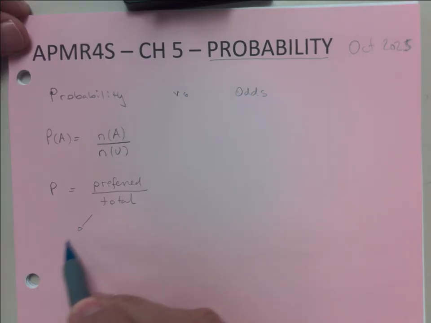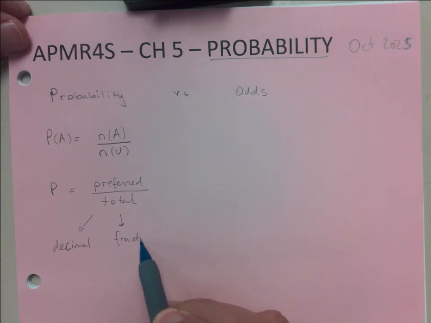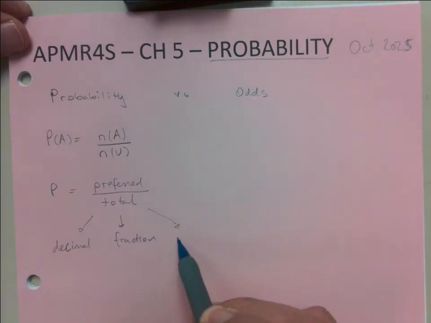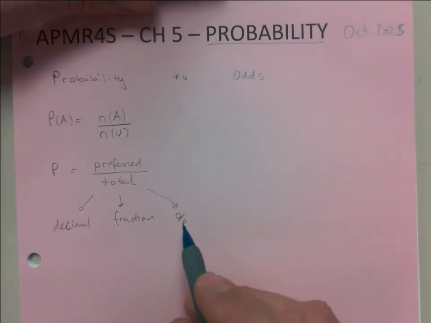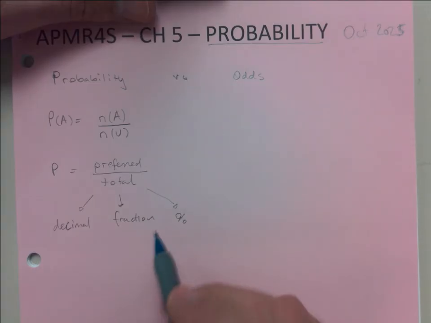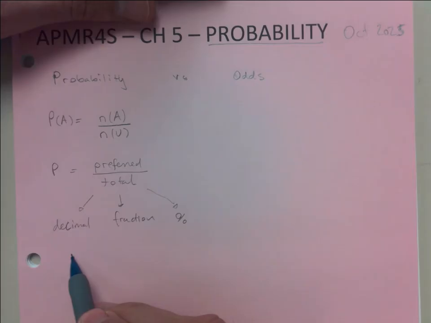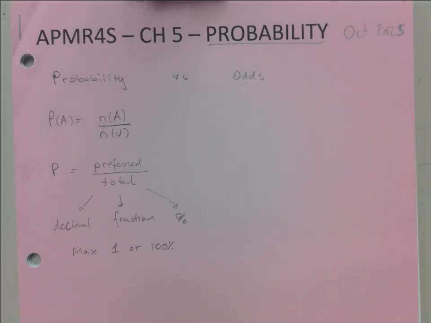It can be stated as a decimal, as a fraction, as a percentage, or in words, but I'm not going to talk about that here. Those are three mathematical ways of doing that. Remember that the maximum for probability is 1 or 100%. That's the maximum we can possibly have.